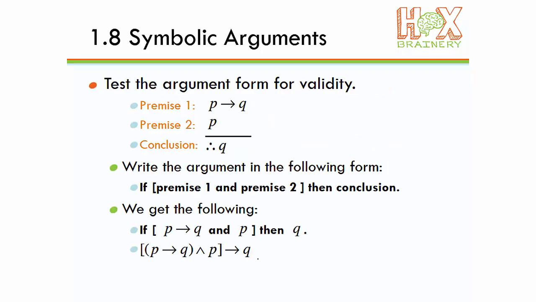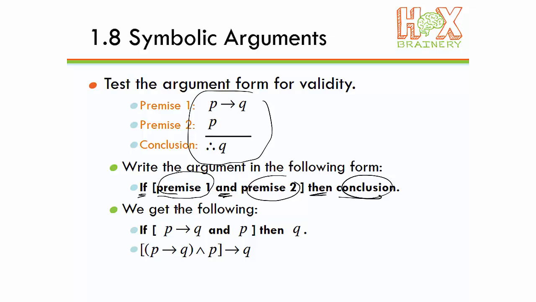So test the argument form for validity. So we have our argument in symbolic form. So we're going to test the form to see if it's constructed in a valid way, if it's a valid argument. So to do this, to test it, we're going to rewrite the argument in the following form. You're going to take the whole symbolic argument and rewrite it into a conditional statement. So it's going to be if premise 1 and premise 2, then conclusion.